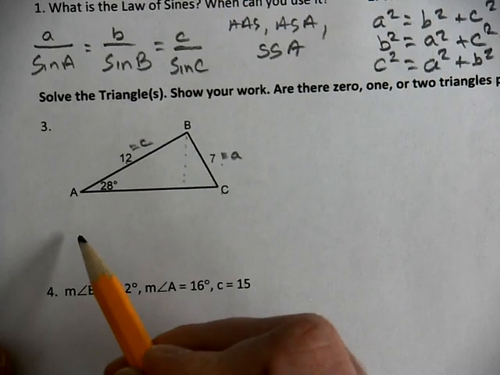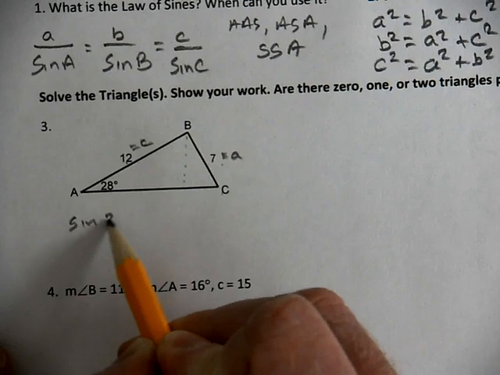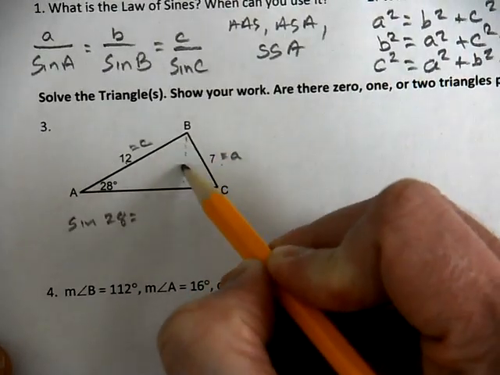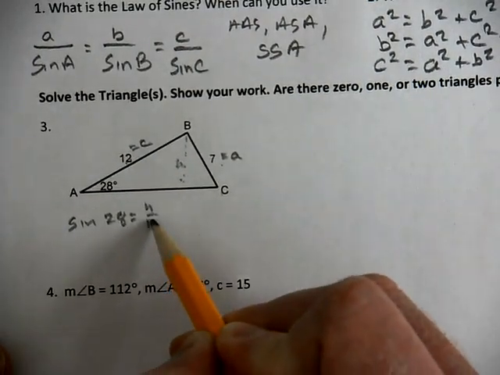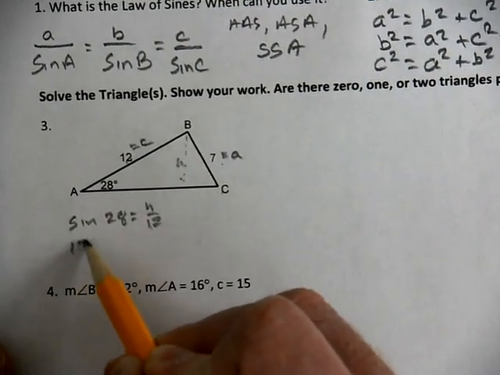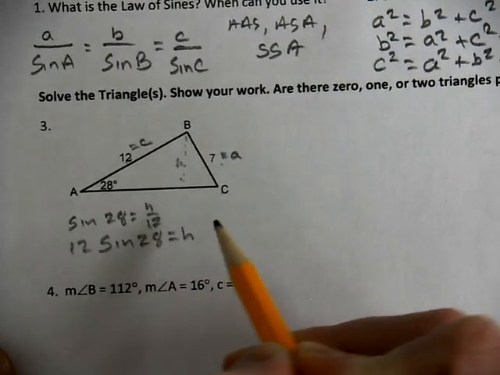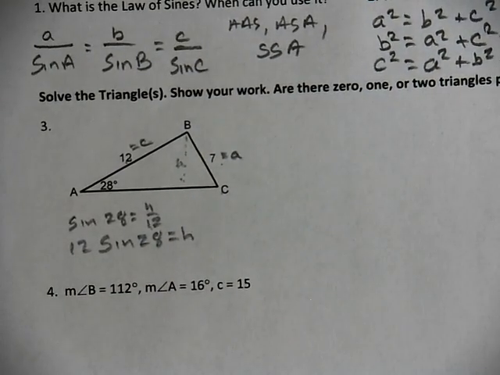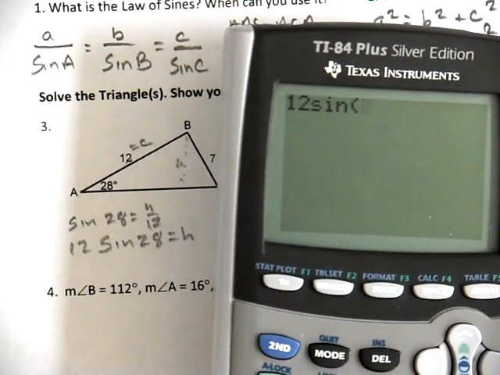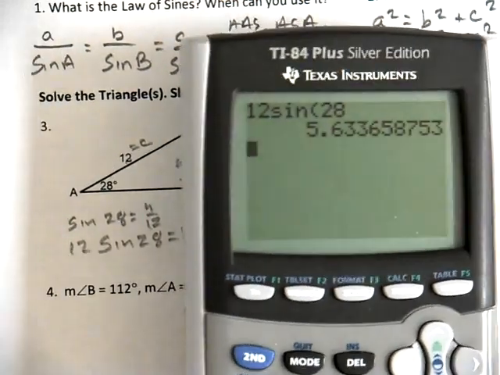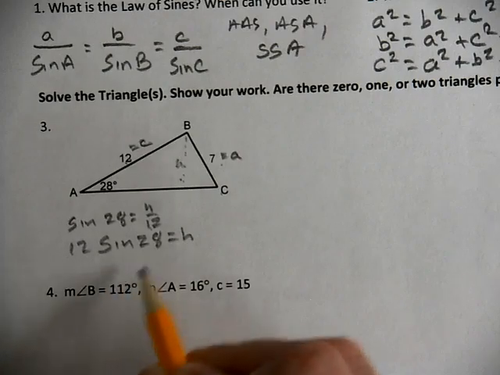So one thing we can do is sine of 28 would equal this height over 12. And if you multiply by that 12, we can determine what the height is. Remember, you need to be in degree mode to figure this out. So the height is 5.6.